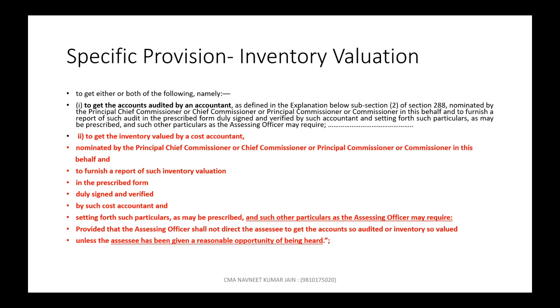And furnish a report of such inventory valuation in the prescribed form. Prescribed form is Form 60, duly signed and verified by a cost accountant. The way we are signing and verifying the cost report, the same format is there. Setting forth such particulars as may be prescribed in the Form 60. Most important, never ever forget that it has to be as per the other particulars as the assessing officer may require. Whatever the assessing officer requires, that has to be additionally given by the cost accountant.